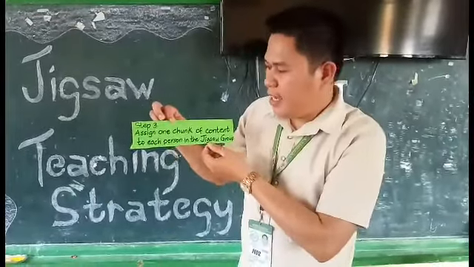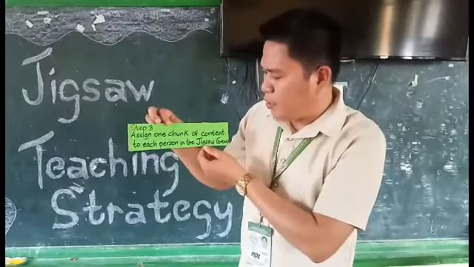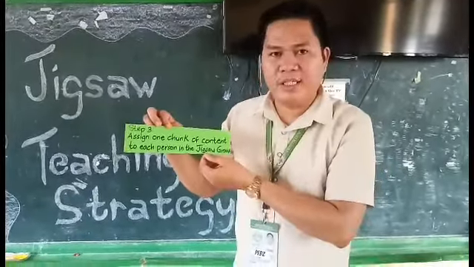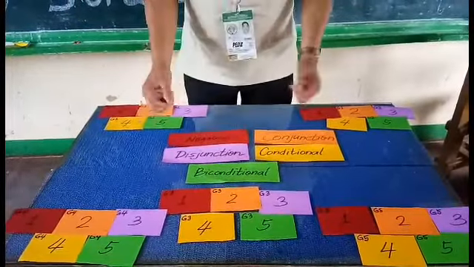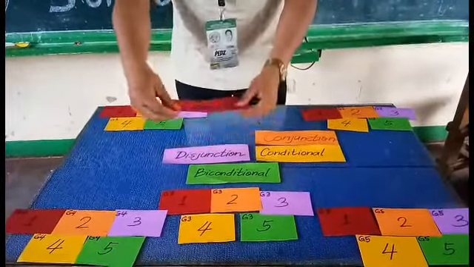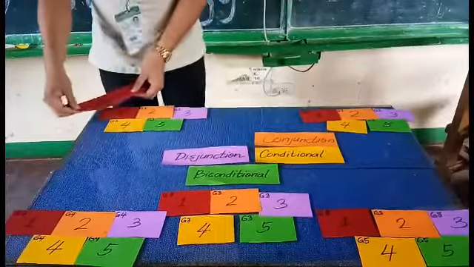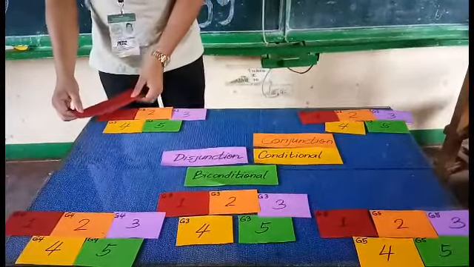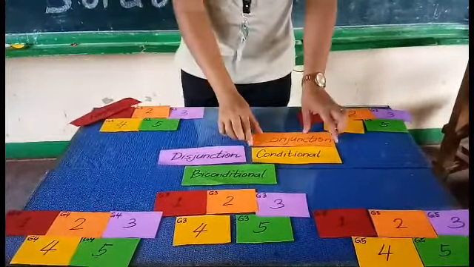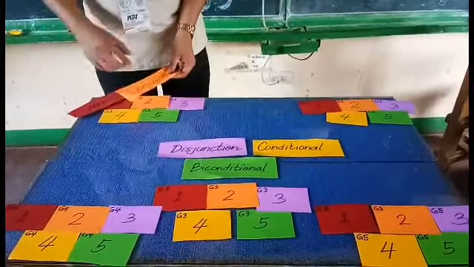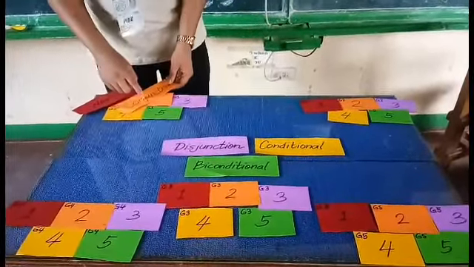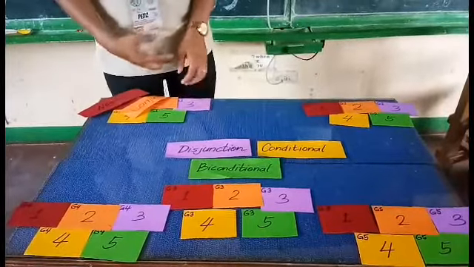Step number 3, assign 1 chunk of content to each person in the jigsaw group. Based on step number 3, for example, for negation, student number 1 will have the assignment about negation. And for conjunction, student number 2 is expected to research about the topic conjunction prior to the lesson or the discussion.